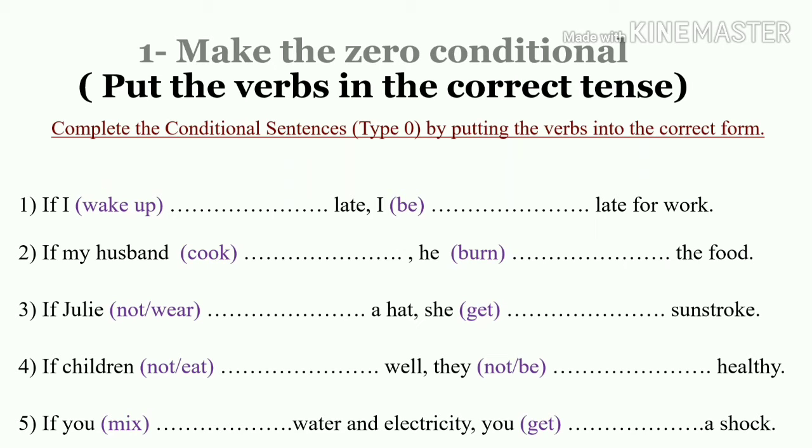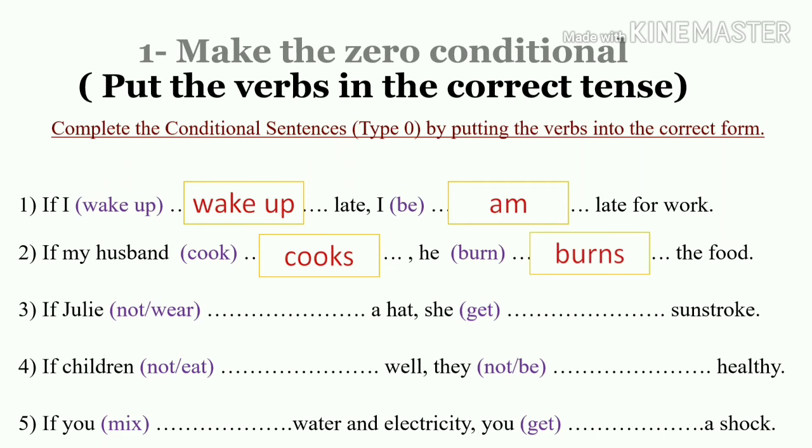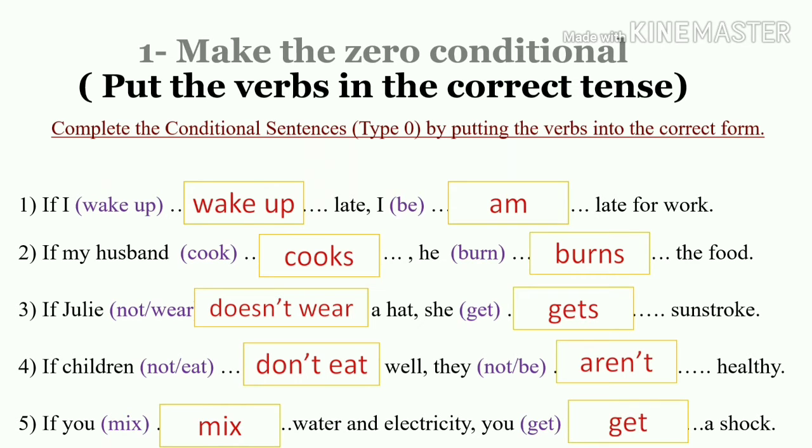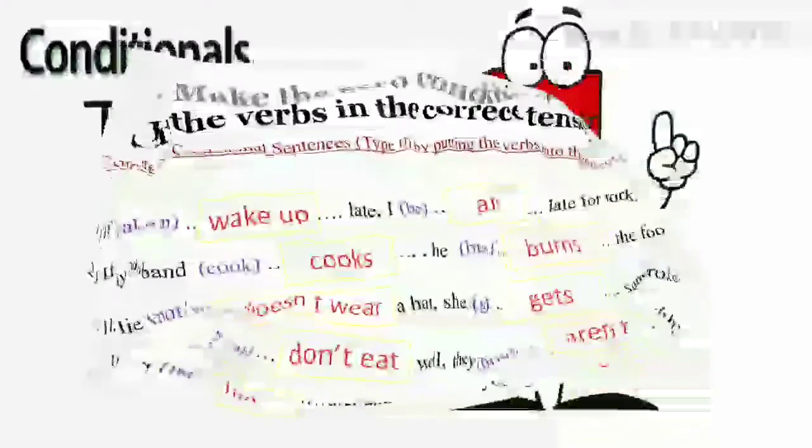Okay? So, if I wake up late, I am late for work. If my husband cooks, he burns the food. If Julie doesn't wear a hat, she gets a sunstroke. If children do not eat well, they aren't healthy. If you mix water and electricity, you get a shock.